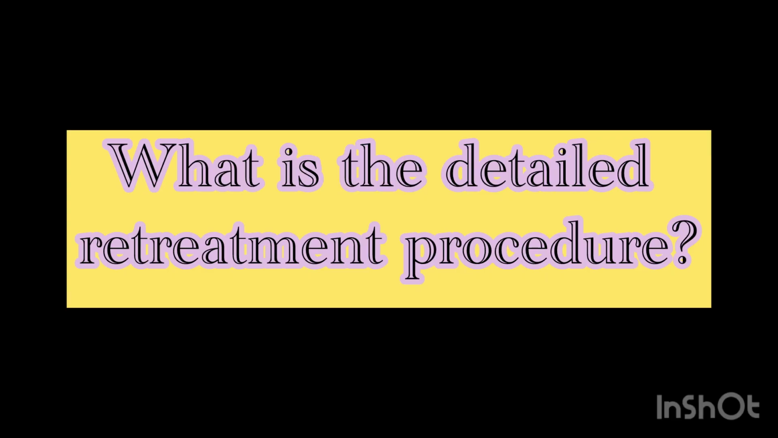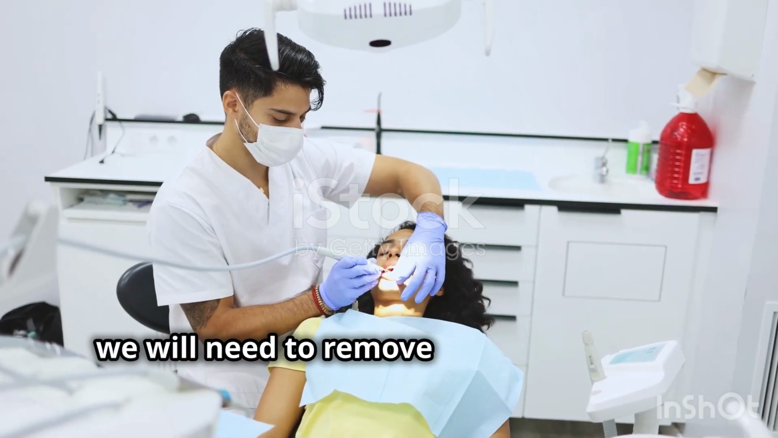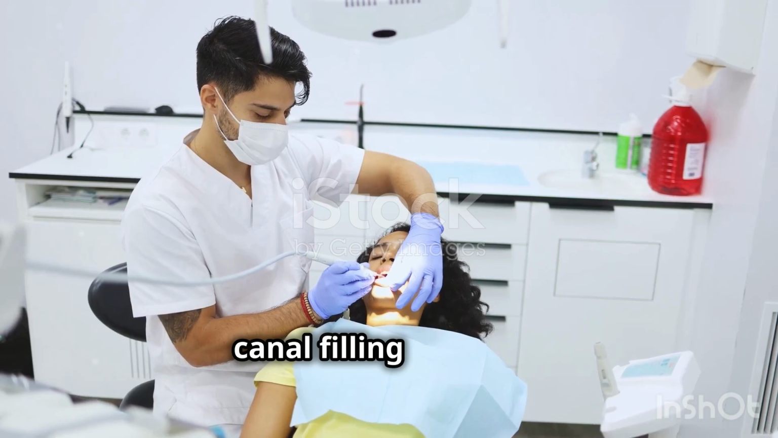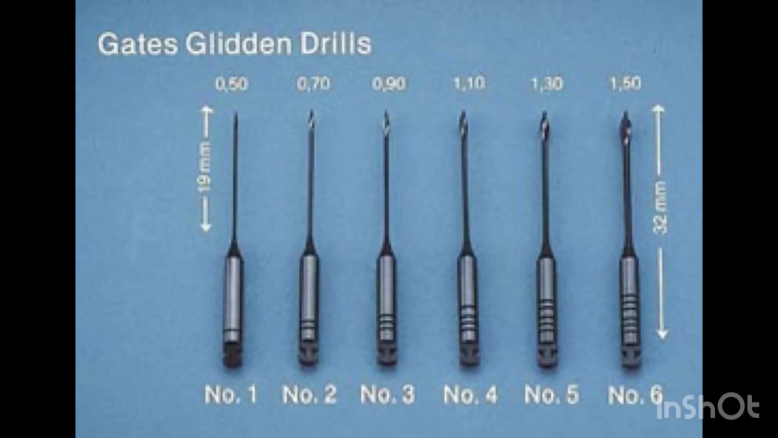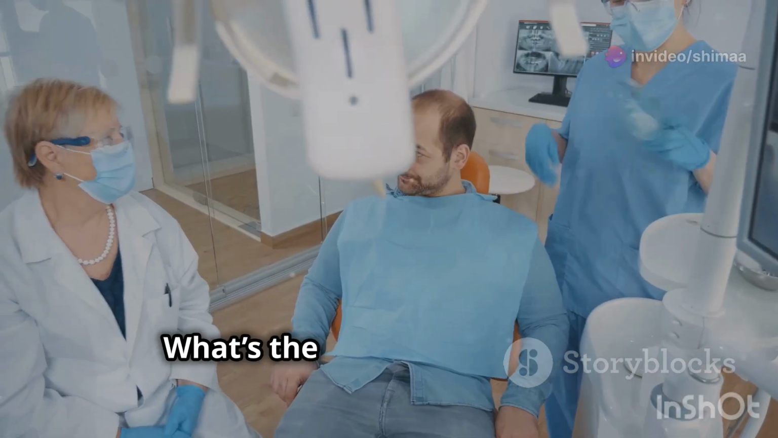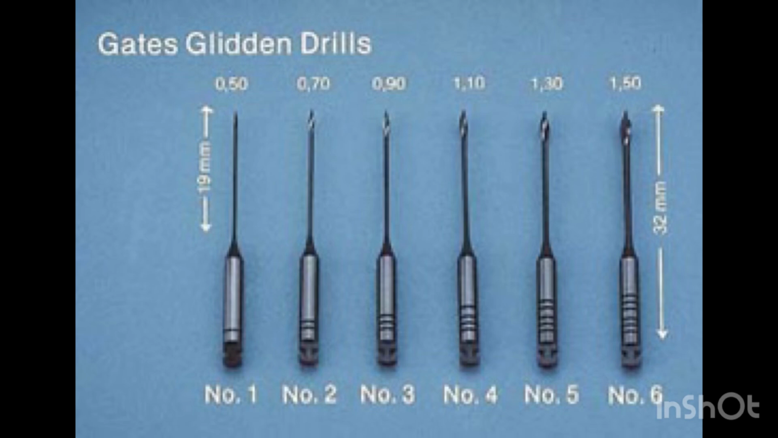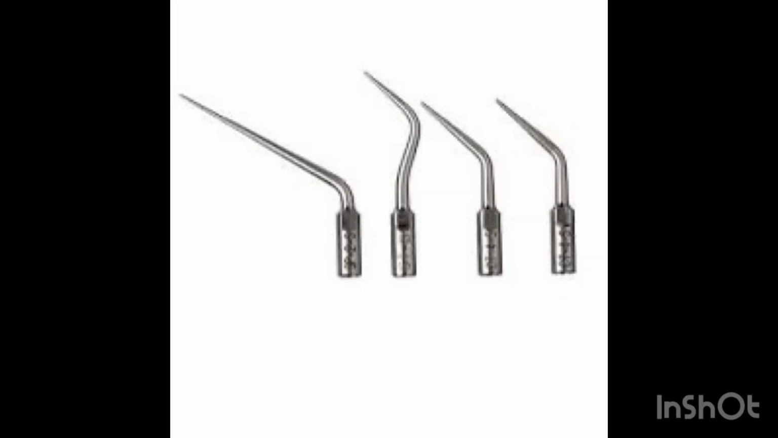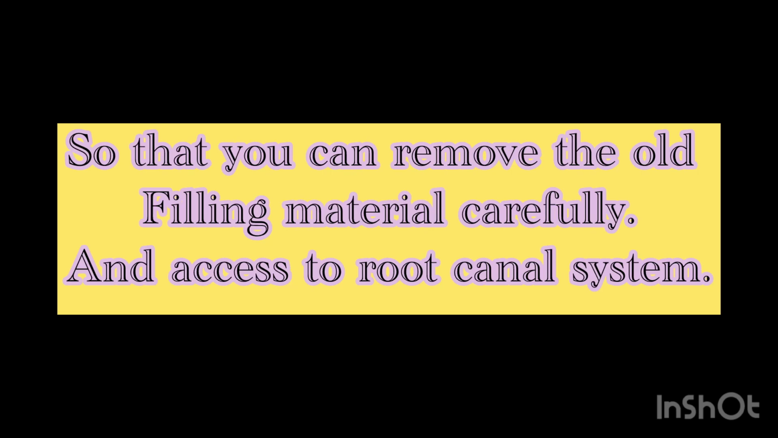Let's go over the retreatment procedure in detail. First, we will need to remove the existing root canal filling material using specialized tools. What's the best way to do this? We should use Gates Glidden burrs and ultrasonic tips under the operating microscope to carefully remove the old filling material and access the canal system.